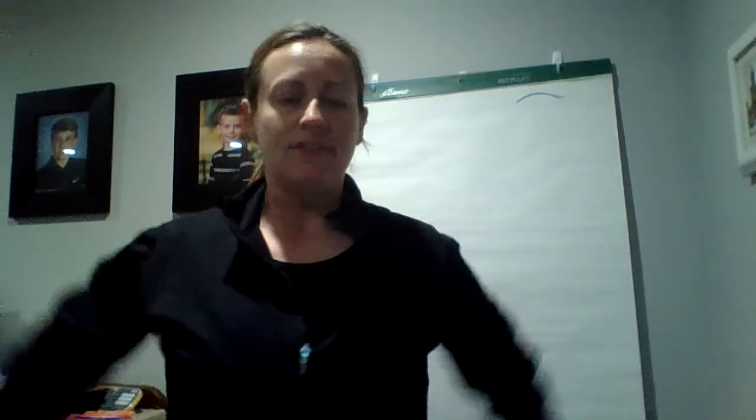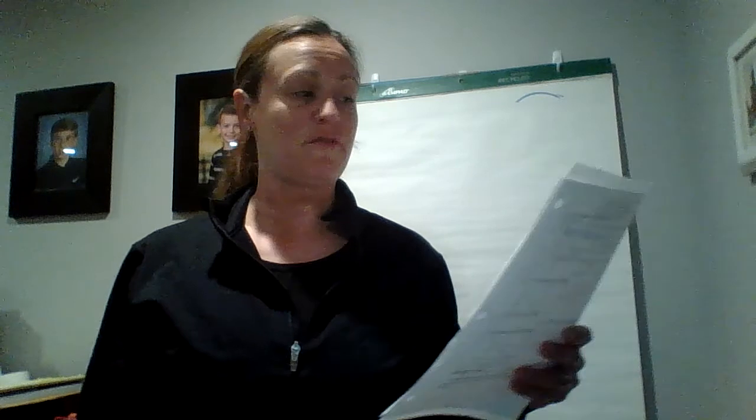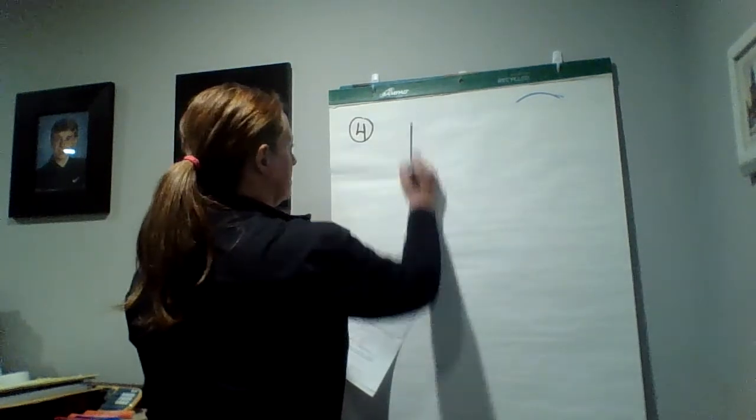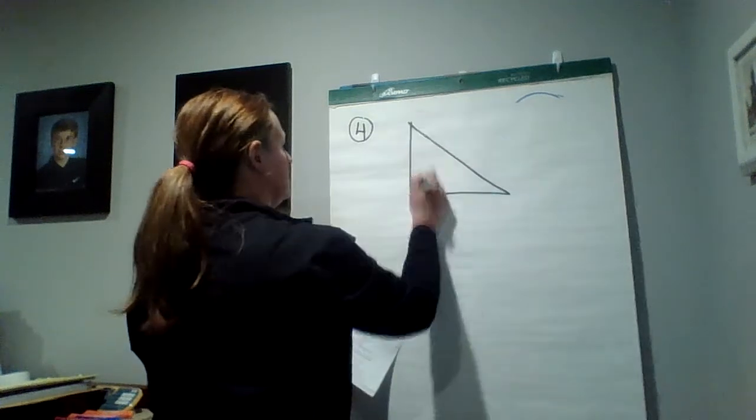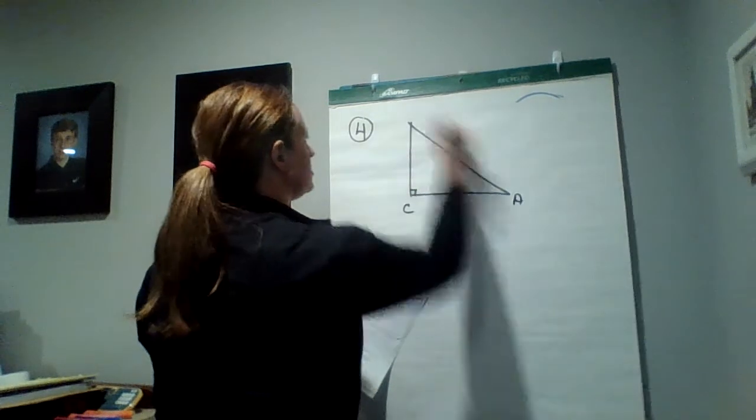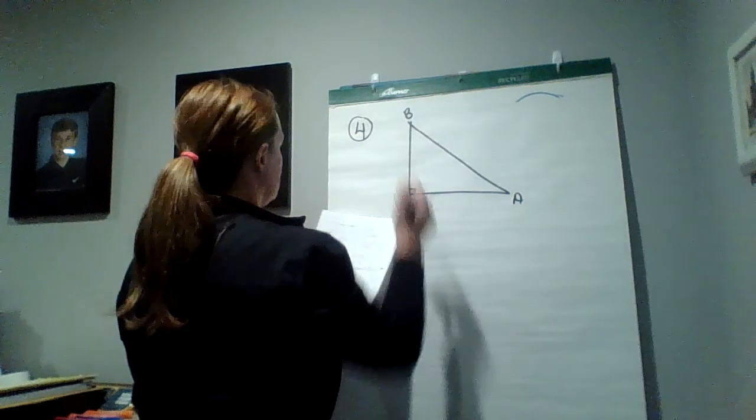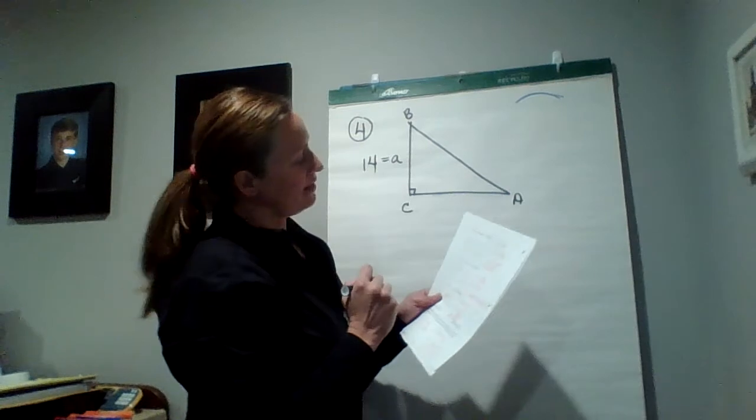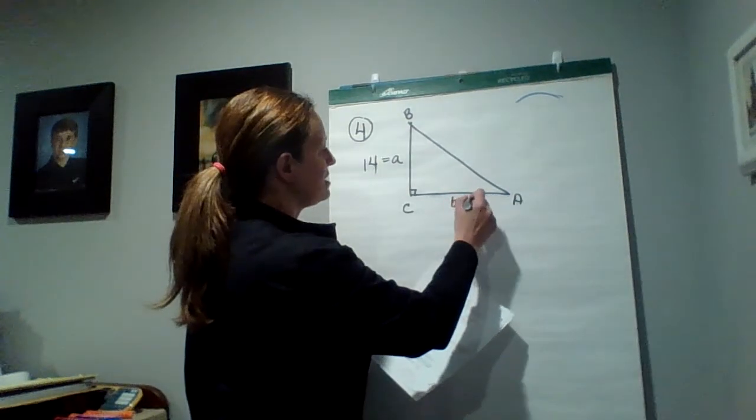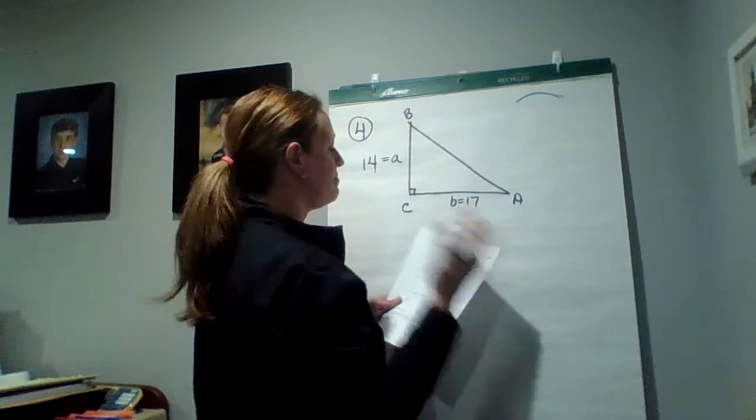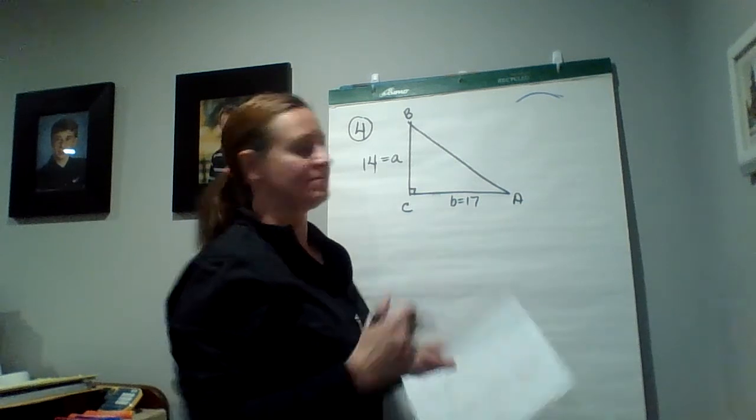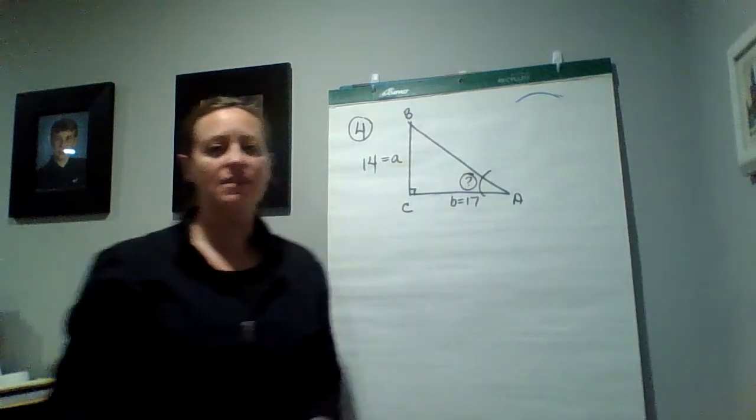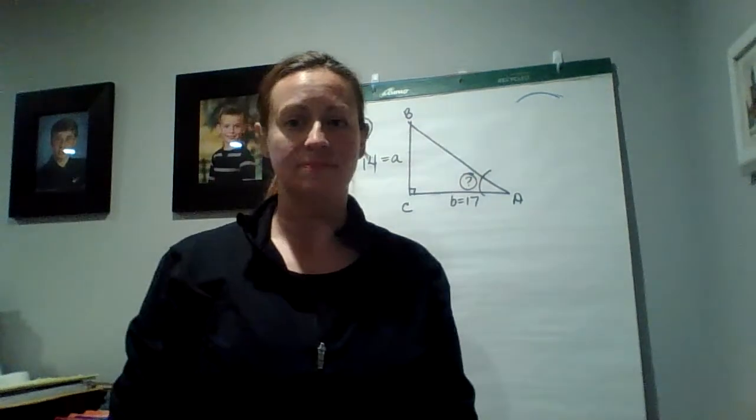All right, let's look at, on the back of the page, number 4. Number 4 gives us the information. Remember, yours is already there labeled this way. It says lowercase a is 14. Lowercase b is 17. Find the measure of angle A. So really, this is our question. Find the measure of one of the acute angles.